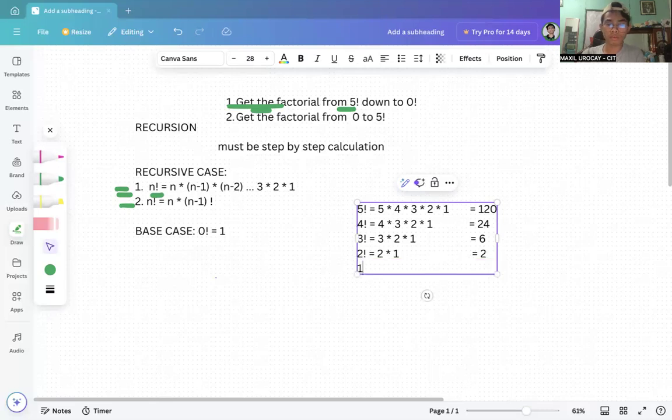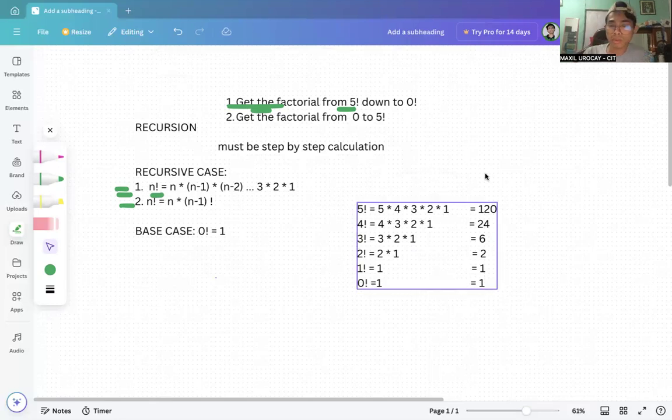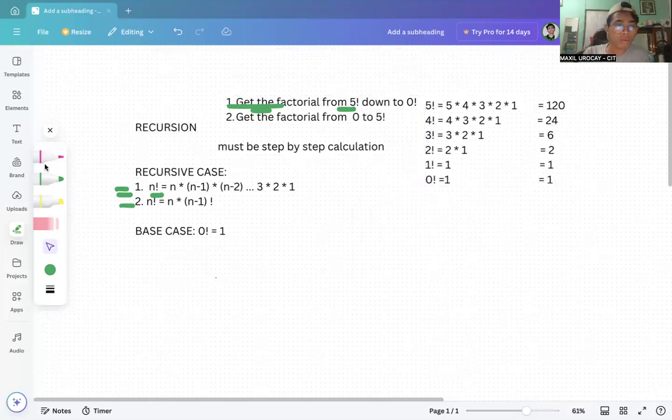You know, from 1 right there, since 1 has no minus 1, there's no need to multiply 1 times 0. So from 0 factorial, it will be equal to 1, since the rule in mathematics class is that the factorial of 0 is equal to 1. And here your final answer will be as is. So this will be your answer for factorial for the number 1 case.